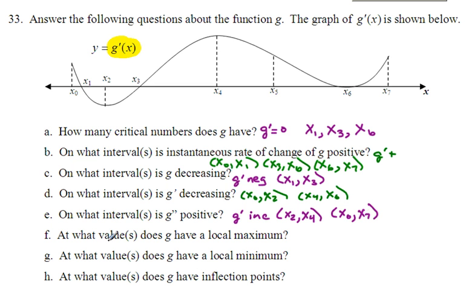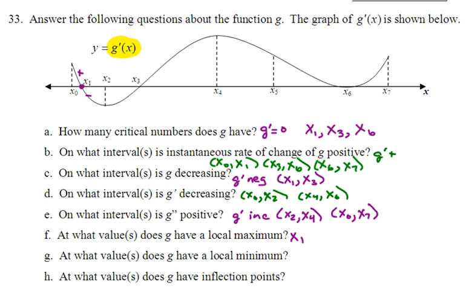All right, next we're asked, when does g have a local maximum? We know those local maximums are going to happen at some of these critical numbers, so let's consider those. At x1, g prime goes from positive to negative. That means it was increasing, then decreasing, which means I have a local max. So that's going to be what happened at x1.